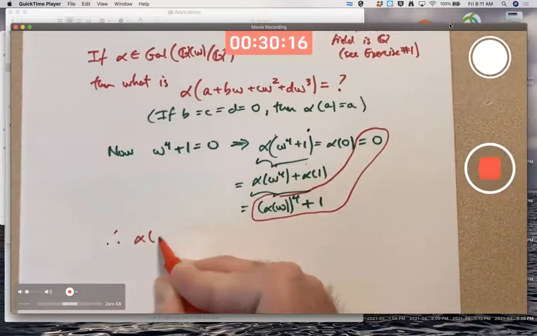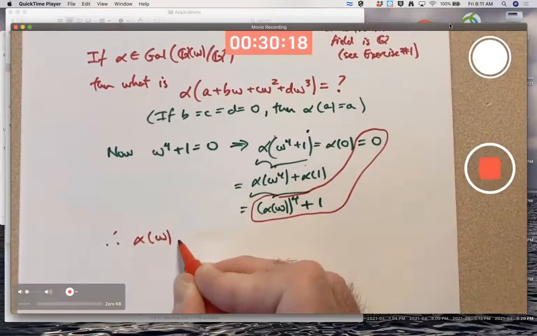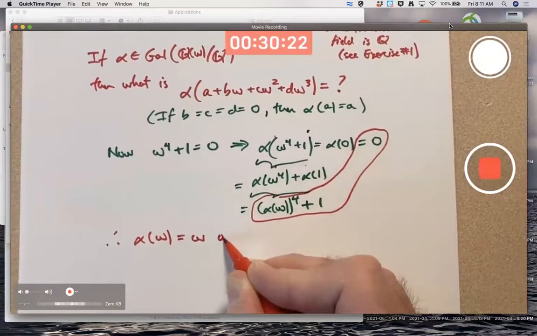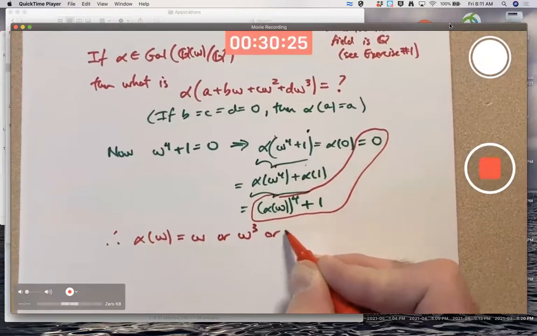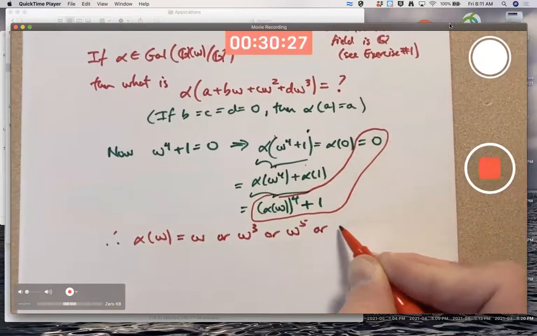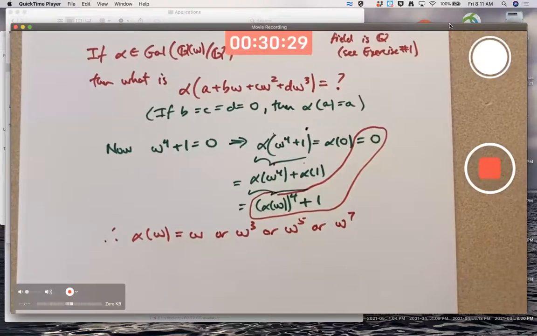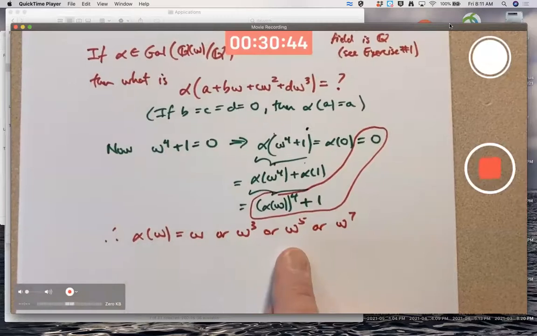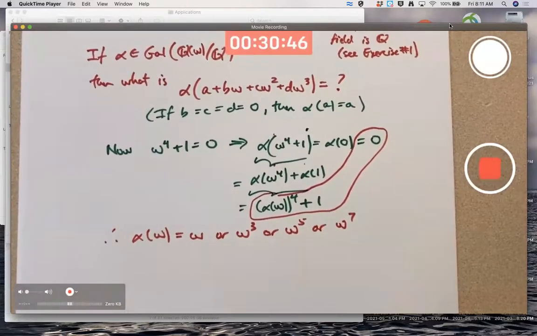Therefore, alpha of omega is either equal to omega or omega cubed or omega to the fifth or omega to the seventh. There are 4 possibilities for what alpha can map omega to. And omega cubed, omega to the fifth, and omega to the seventh themselves are fourth roots of 1.